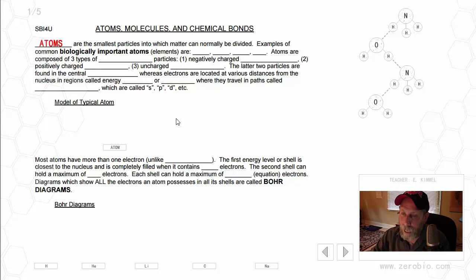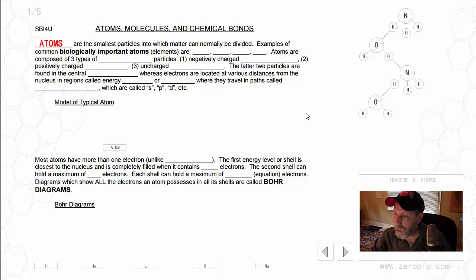Okay, so atoms are the smallest particles into which matter can normally be divided. Now, that should be no surprise to you. Everybody knows that matter is composed of atoms. Of course, we then have molecules as well. Remember that atoms make up molecules.